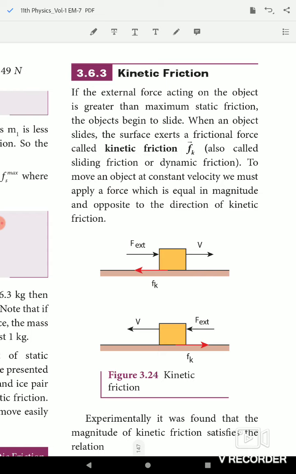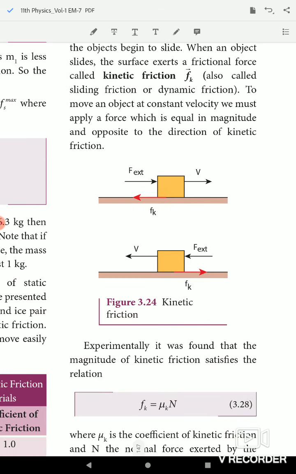Mark this one. When an object slides, the surface exerts a frictional force called kinetic friction, or sliding friction, or dynamic friction. To move an object at constant velocity, we must apply a force which is equal in magnitude and opposite to the direction of kinetic friction.